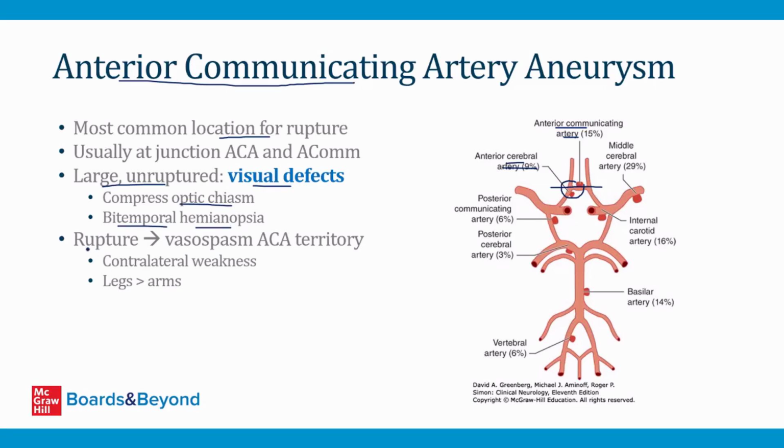You should also know that if you get rupture of an anterior communicating artery aneurysm, days later when vasospasm occurs, this commonly involves the ACA territory. So vasospasm and ischemia in the ACA territory gives clinical features similar to an ACA stroke, which I talk about in other videos. This causes contralateral weakness, and the legs tend to be affected more than the arms.